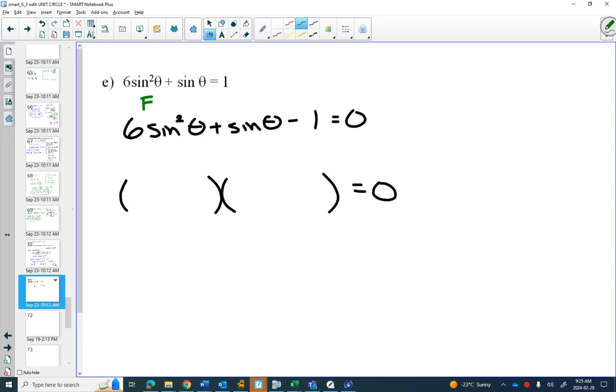Can you see it could be 6 sine theta and 1 sine theta? Or 3 sine theta and 2 sine theta? We have options. Options make it difficult because you might choose the wrong option. So in this one, I'm going to defer figuring out my first ones till a little bit later. Maybe my last ones are easier. What two numbers multiply to 1 that are whole numbers? That is no options whatsoever. It has to be 1 and 1.